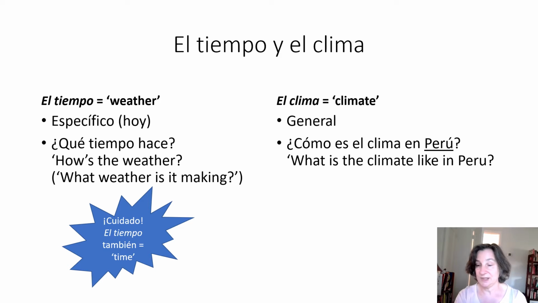El clima es general. Por ejemplo, preguntamos, ¿cómo es el clima en Perú? What's the climate like in Peru? We don't know what the climate is. We don't want to know about today because climate is basically what it's like in Peru. And notice that clima is masculine. It's one of a group of words that end in MA, that Spanish, originally Latin, then Spanish borrowed from Greek. So a lot of these MA words son masculinos. El problema, el poema, el tema, el drama y el clima.